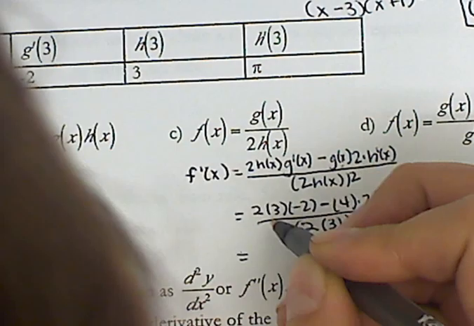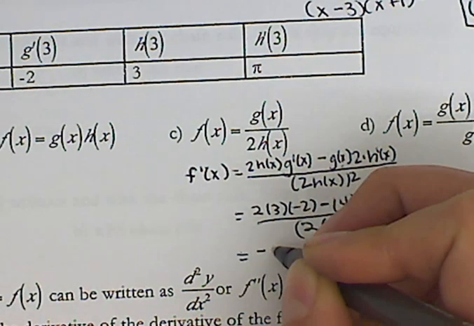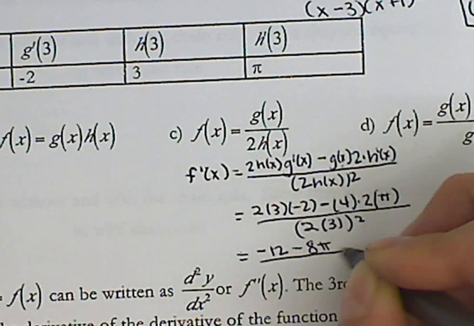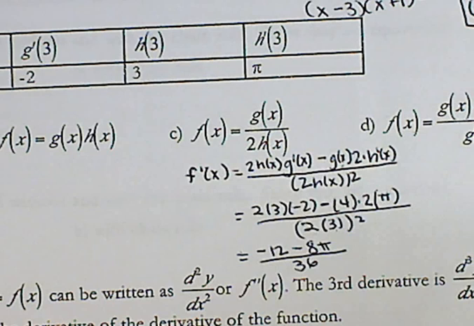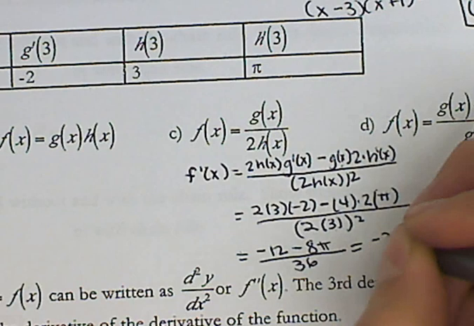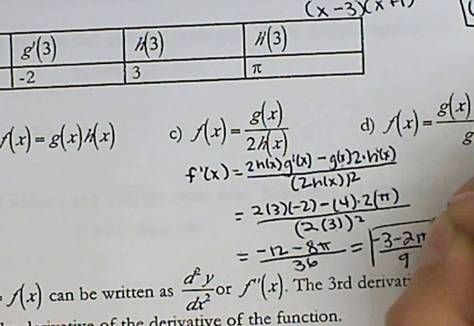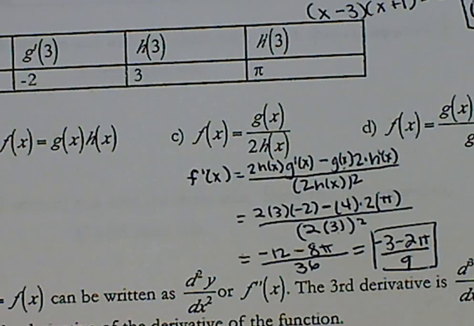So 2 times 3 times negative 2 is negative 12, minus 8 pi, over 6 squared is 36. Okay, I could divide everything by 4 to simplify it a little bit, so it's negative 3 minus 2 pi over 9. Yay!